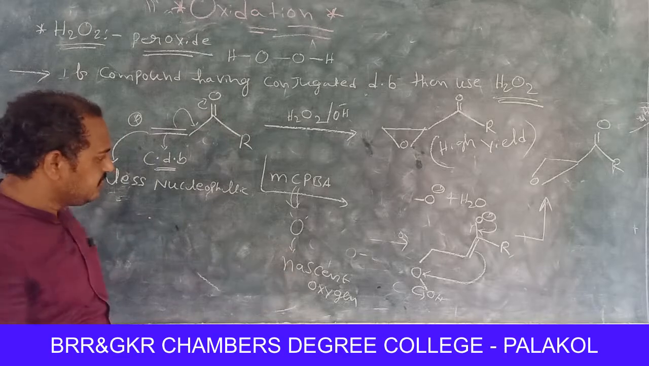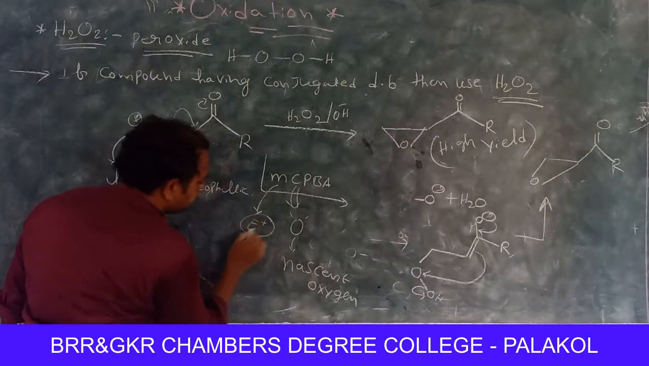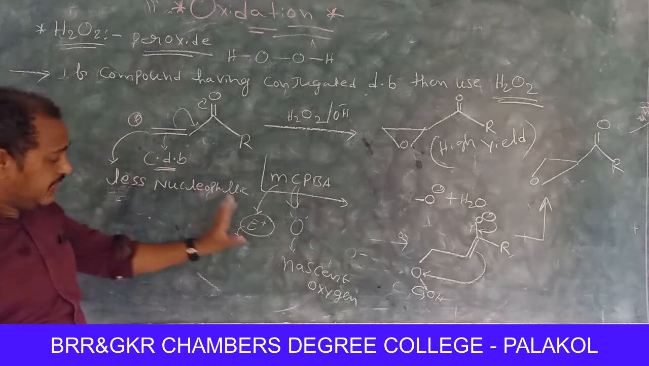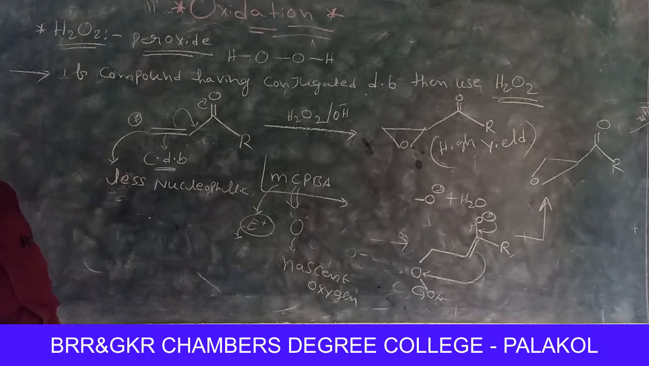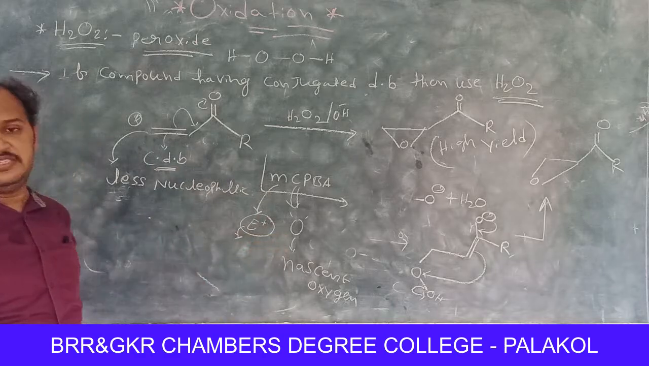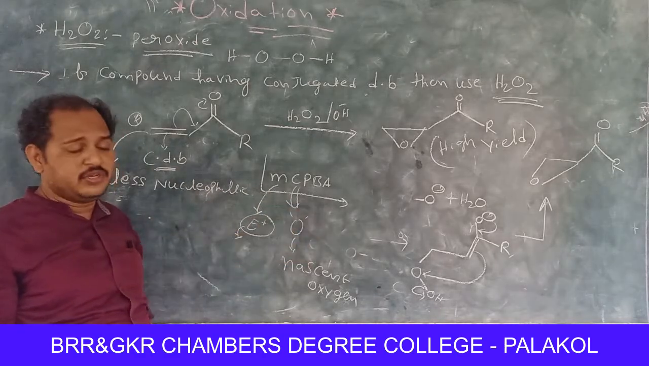So oxygen in mCPBA is more electrophilic here. This is the electrophilic character; it can generate an electrophile. The electrophile will not react with this double bond. Even if it is reacting, you will get only a small amount of product. So that is the reason.